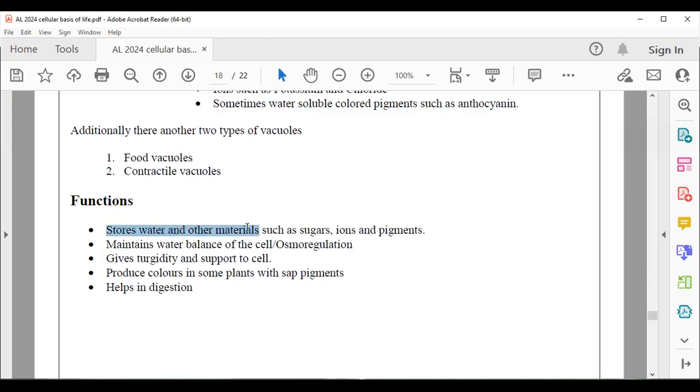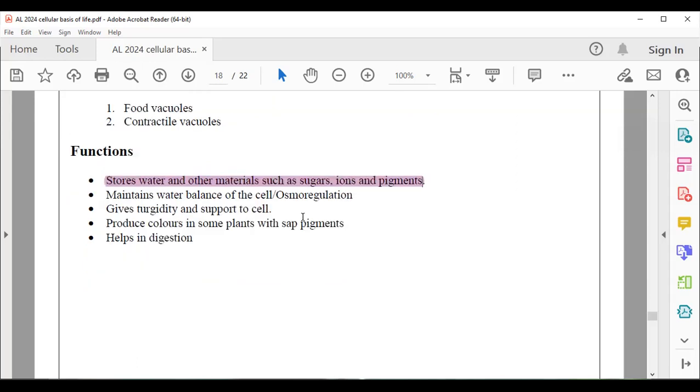So what is the function? Read the first function. Stores water and other materials such as sugars, ions, and pigments. So do you agree cell sap contains sugar? Yes, sir. Right. It is storage function.